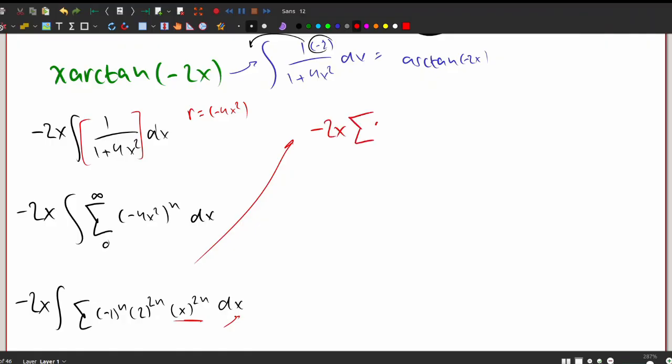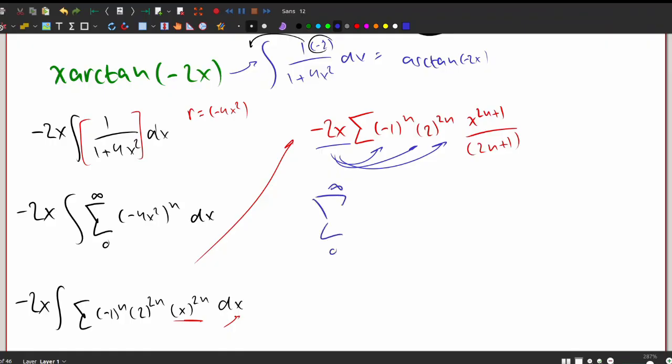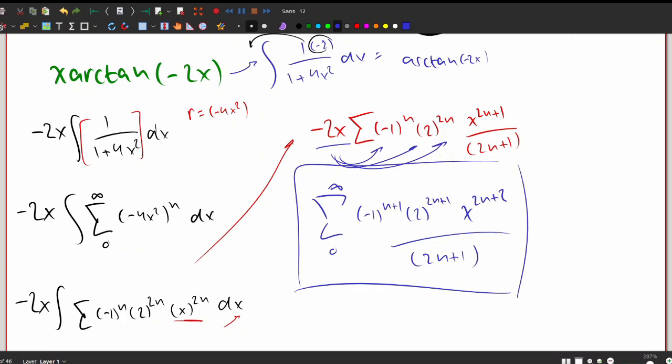-2x times the sum, (-1) to the n, 2 to the 2n, and x to the 2n plus 1 divided by 2n plus 1. Finally, all that I have to do is put this -2x back in, -2 and x. All I have to do is increase the exponents. So this becomes the infinite sum from 0 to infinity of (-1) to the n plus 1, 2 to the 2n plus 1, and x to the 2n plus 2, all divided by 2n plus 1. And this is our power series representation for x arctan -2x. All we had to do was integrate, and the rest of our sum became apparent.